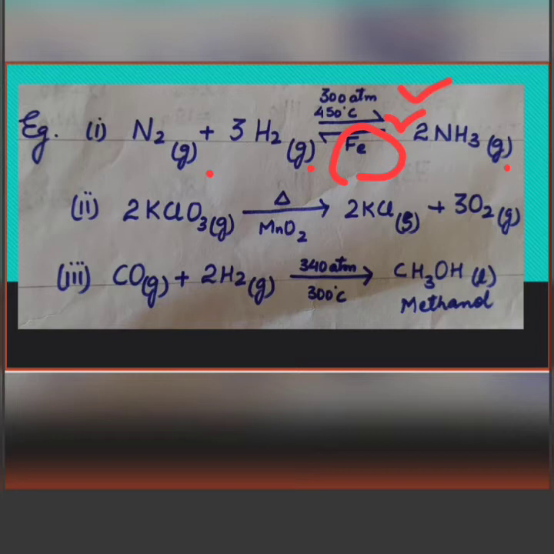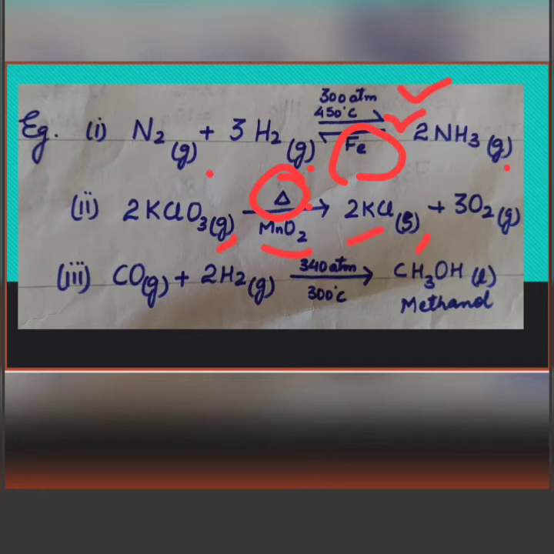Have you all understood? Second is KClO3. There are two molecules, 2 moles. In the solid state it is present. So when it is heated, this triangular sign is of heating, in the presence of MnO2. This is a catalyst over here, manganese oxide. All right. So it gives 2 KCl.